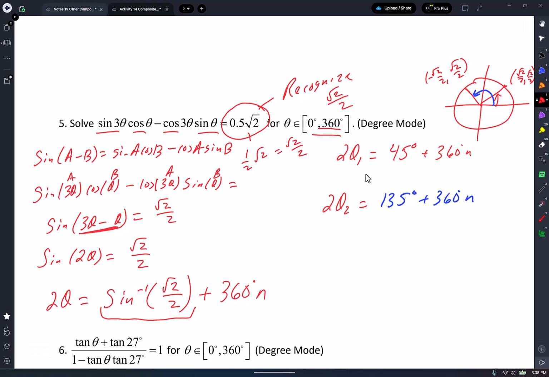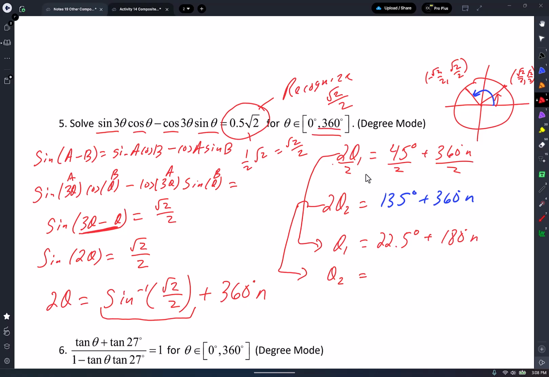All right, guys. Let's just divide by 2 everything. I'm doing 2 theta 1 here, so I'm going to solve that one down here. Divide by 2, divide by 2, divide by 2. So theta 1 equals 22.5 degrees plus 180 degree n. And theta 2 equals, divide by 2, divide by 2, divide by 2, 67.5.